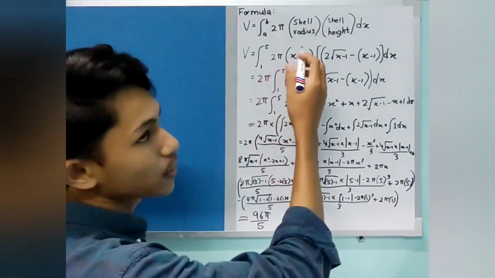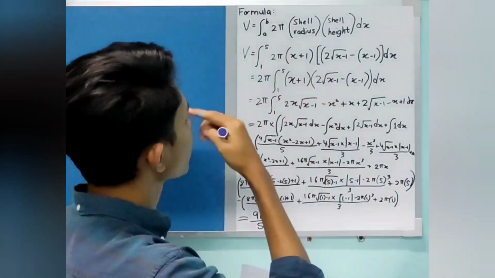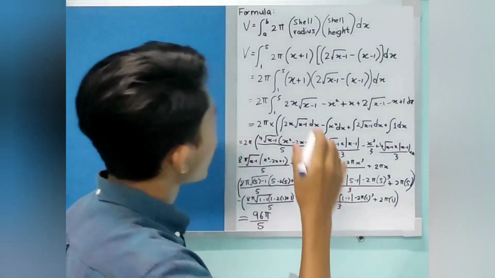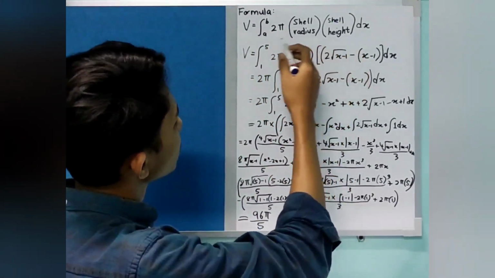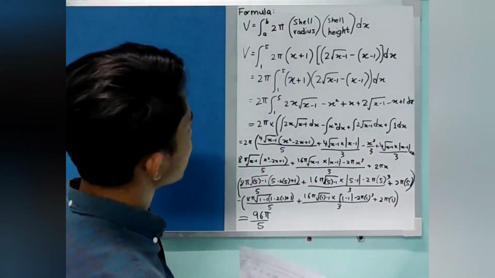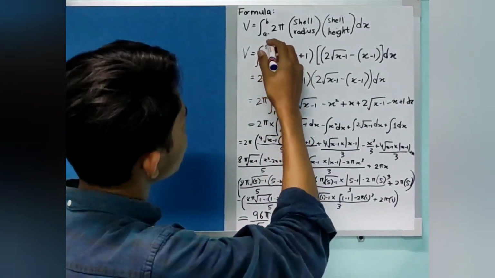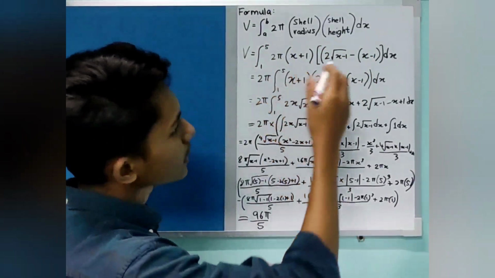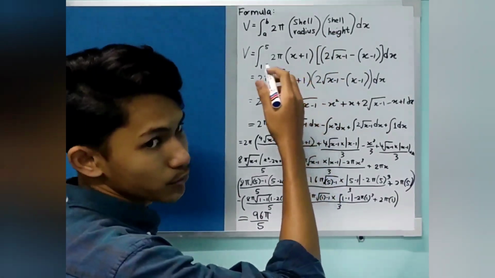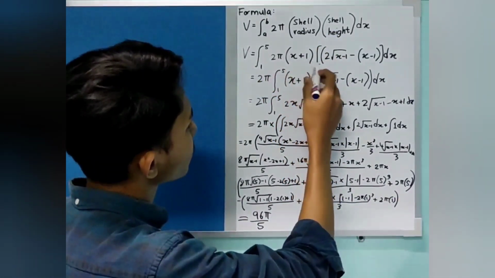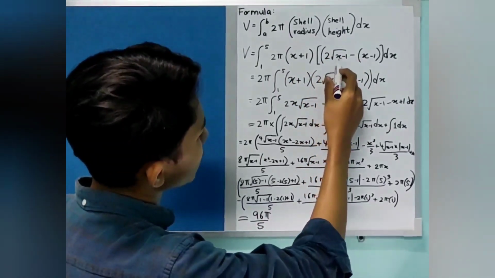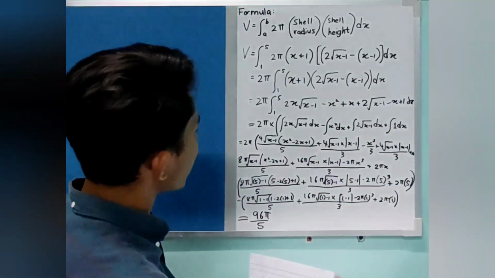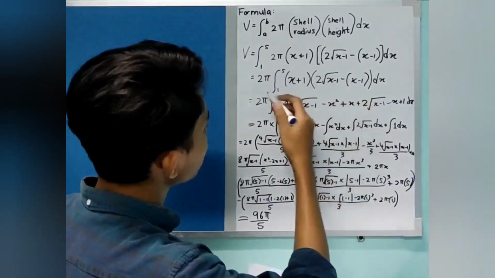Assalamualaikum. I will continue the question 4C, which is the calculation. And for the calculation, I use this formula to calculate the volume. The formula is integrate 2 pi in bracket shell radius and shell height. Now we replace the shell radius with the equation we got, x plus 1, and shell height 2 square root x minus 1 minus in bracket x minus 1. And we solve the calculation.